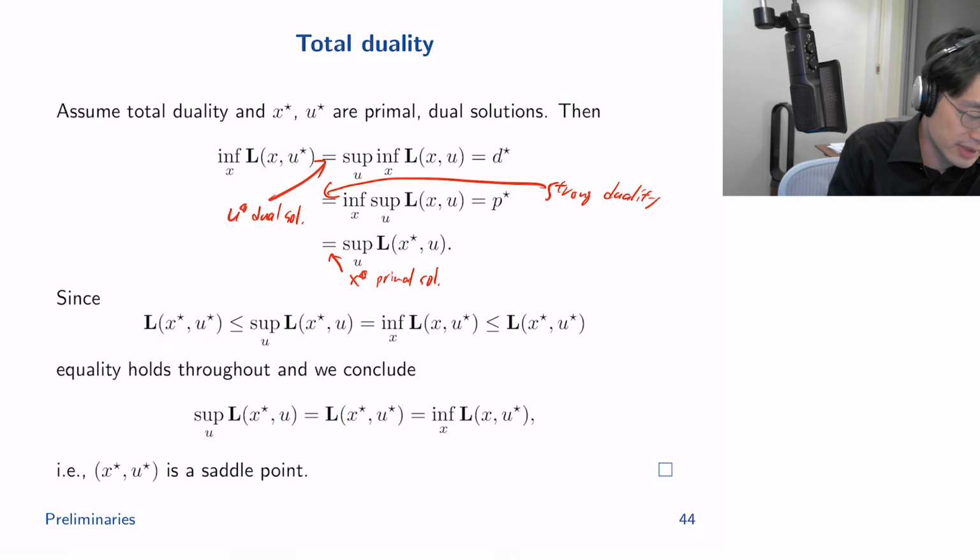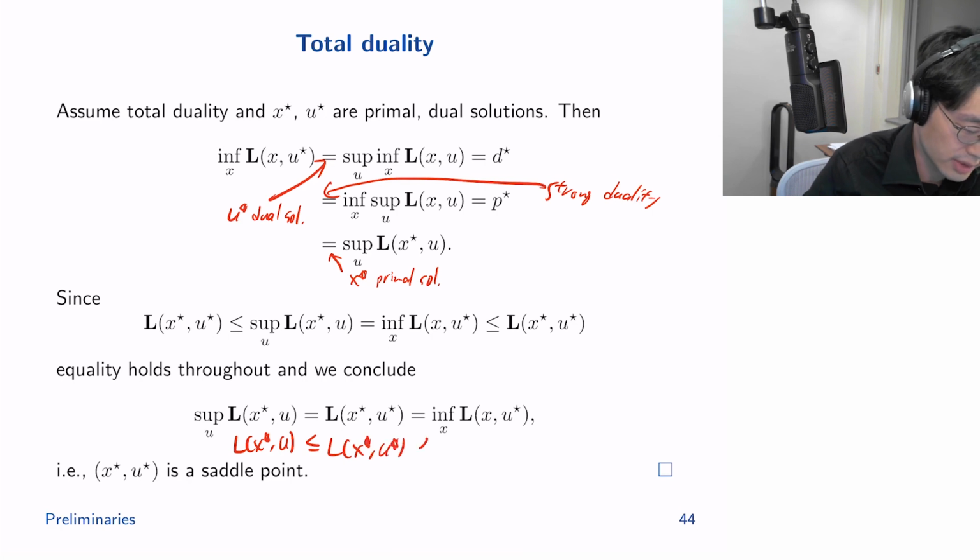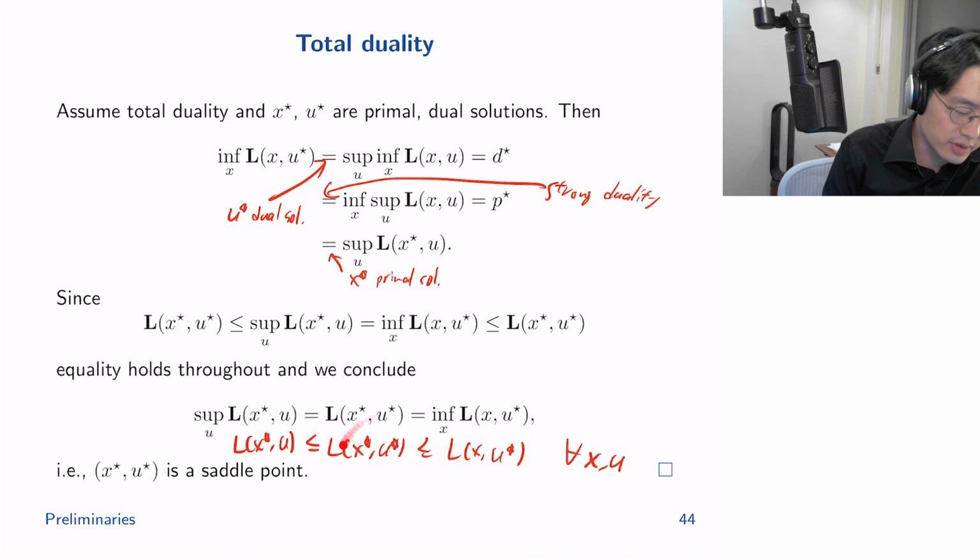So we have L(x star, u star) is less than or equal to this, less than or equal to L(x star, u star). So equality holds throughout, and then we conclude that sup over u of L(x star, u) is equal to L(x star, u star), which is inf over x of L(x, u star). To put it differently, we can also write L(x star, u) is less than or equal to L(x star, u star), which is less than or equal to L(x, u star) for all x and u. So this tells us that (x star, u star) is a saddle point. And that concludes the proof.